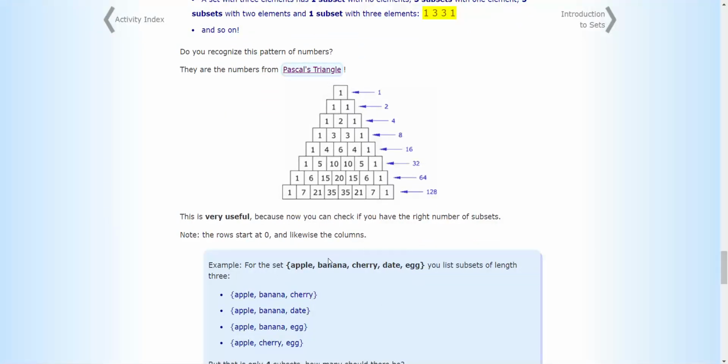In Pascal's triangle, we have 5 elements, so we expect the 6th row: 0, 1, 2, 3, 4, 5. So this is the 5th, which means 5 elements in a set. We have one empty subset, 5 subsets of one element, and 10 subsets of 2 elements. We have 10 subsets of 3 elements, 5 subsets of 4 elements, and 1 subset of 5 elements. Now remember, this counts all subsets. For proper subsets, we have to subtract 1, which is the last one here.